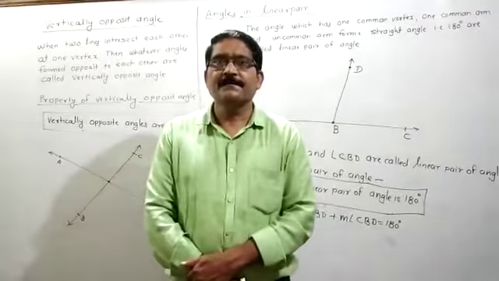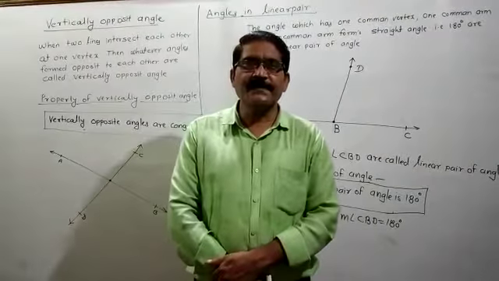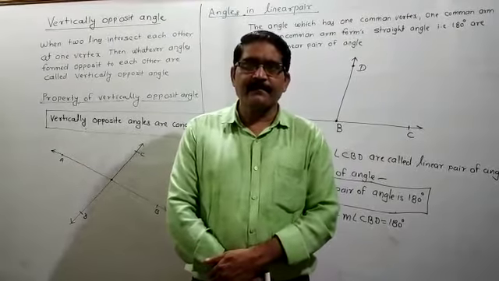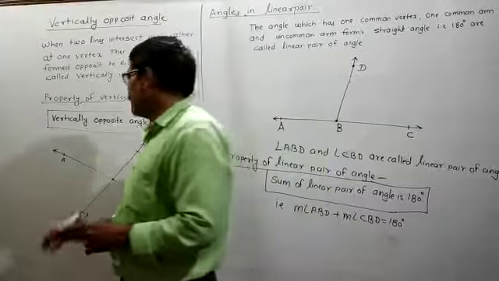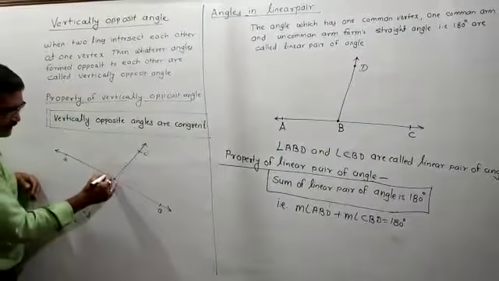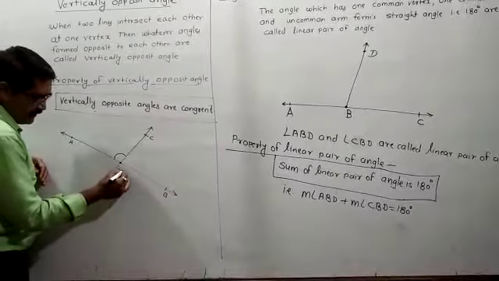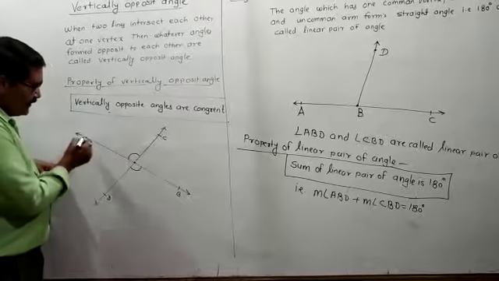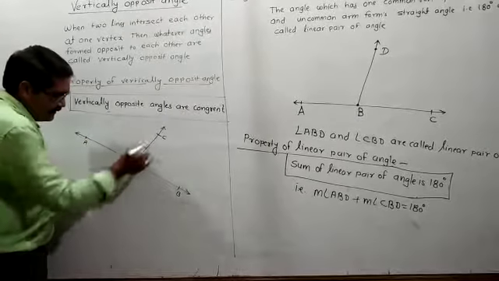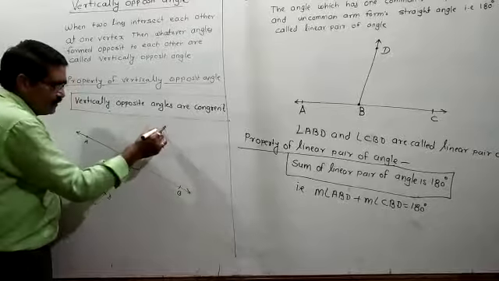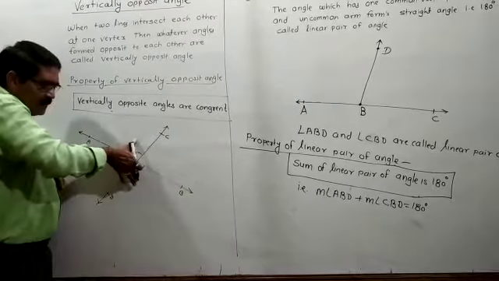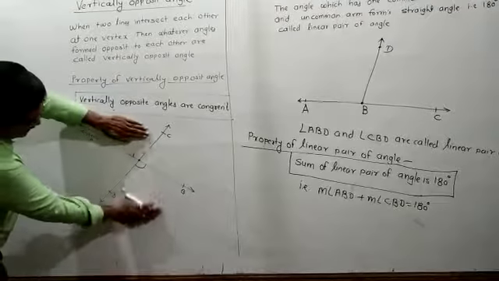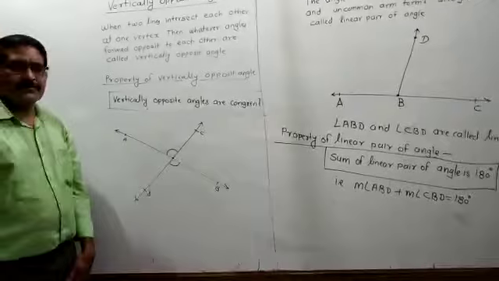We will start with some basic points: vertically opposite angle and the linear pair of angle. What is the meaning of vertically opposite angle? If these are the vertically opposite angles, this angle and this angle are called the vertically opposite angles of each other, and these two are also the vertically opposite angles of each other.